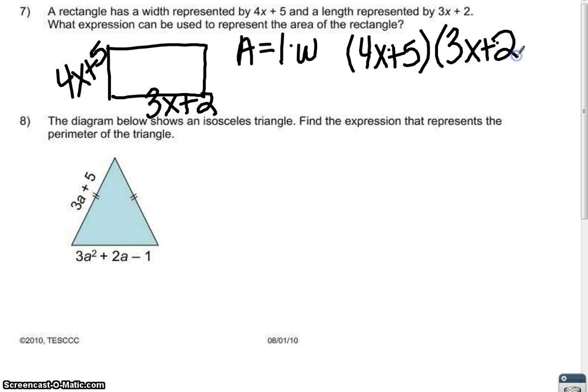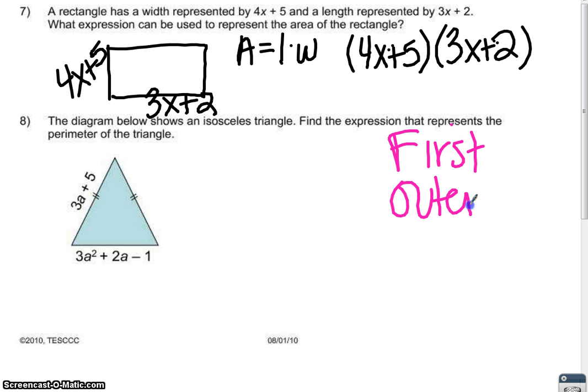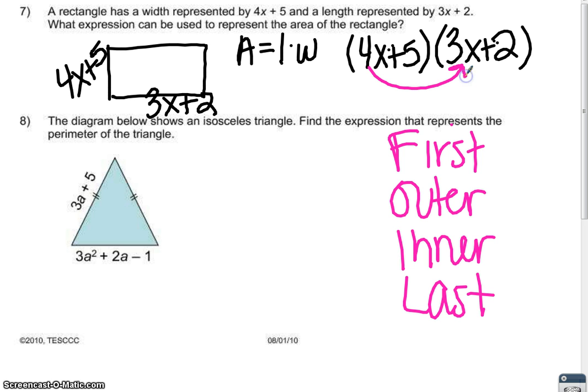Now, most of you have been taught how to actually multiply this out. You've heard the term FOIL. FOIL meaning my first, my outer, my inner, and my last. Essentially, all we're doing is distributing. You're taking this first term and you're multiplying it by both numbers there, and you're going to take the second term and multiply it by both terms over there.